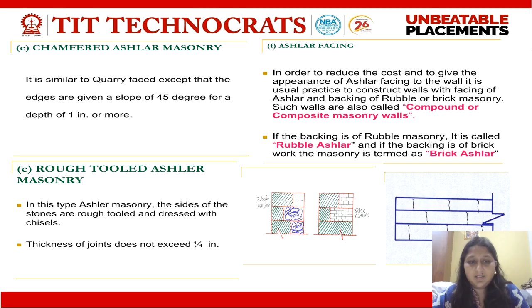Rough tool ashlar. In this type, the sides of stones are tooled and dressed with chisels. Manual dressing is being done. Those are called rough tool ashlar. The next ashlar type of rubble masonry is the ashlar facing, in which the front portion of the stones is keenly dressed compared to the backing portion. Hence, they are called ashlar facing rubble masonry.